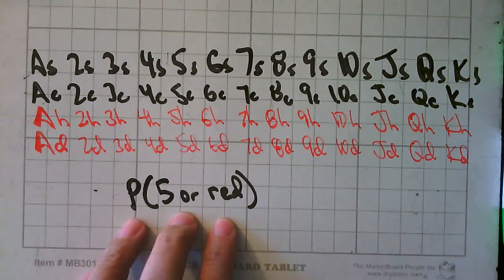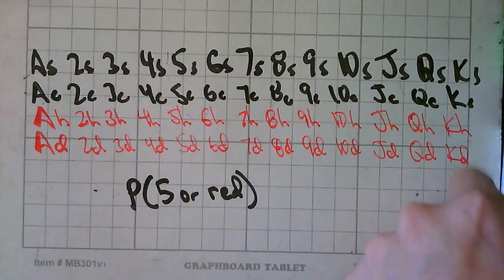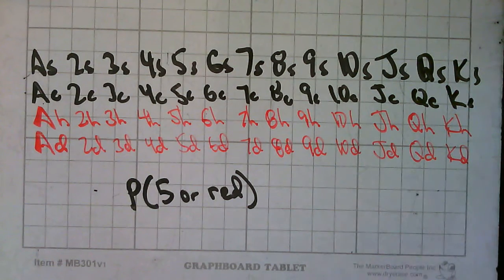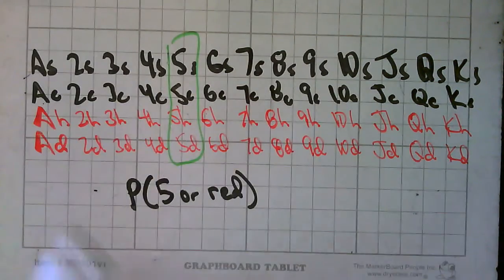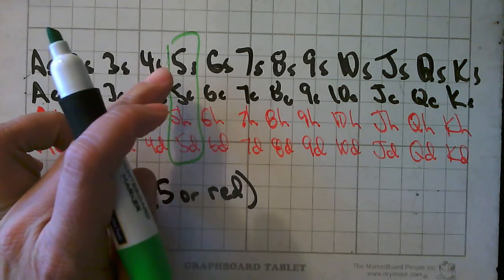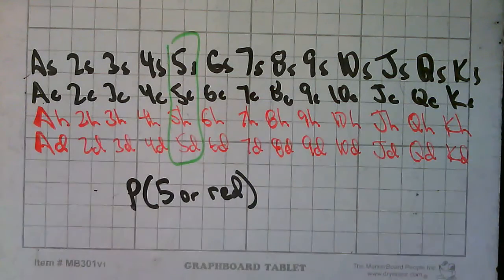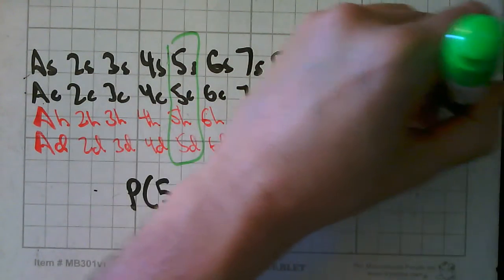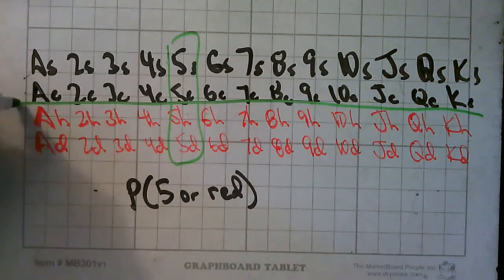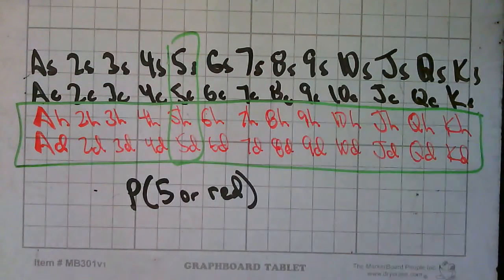Okay, this is a case of an overlapping event, because if I look at the fives here, we have 4 fives. We have the 5 of spades, 5 of clubs, 5 of hearts, 5 of diamonds. Or, I'm going to add the red ones to these. Here are all the red ones. Right? So we have these two here that I counted twice.